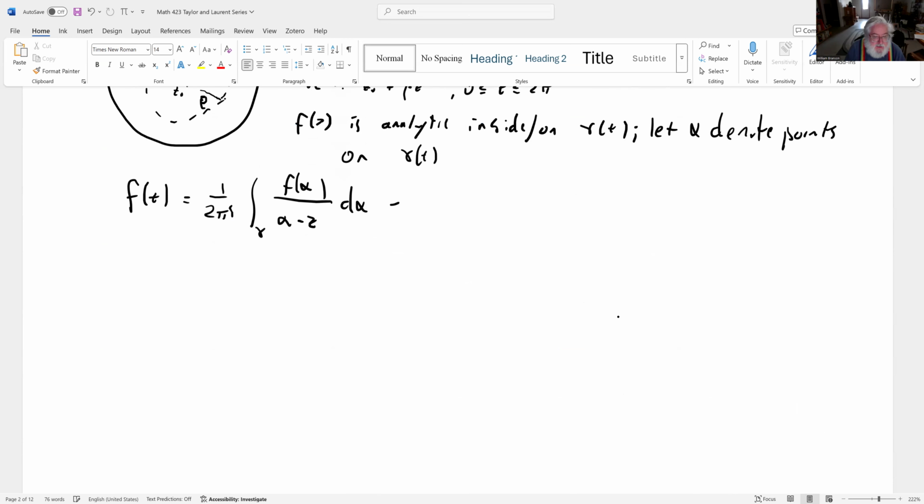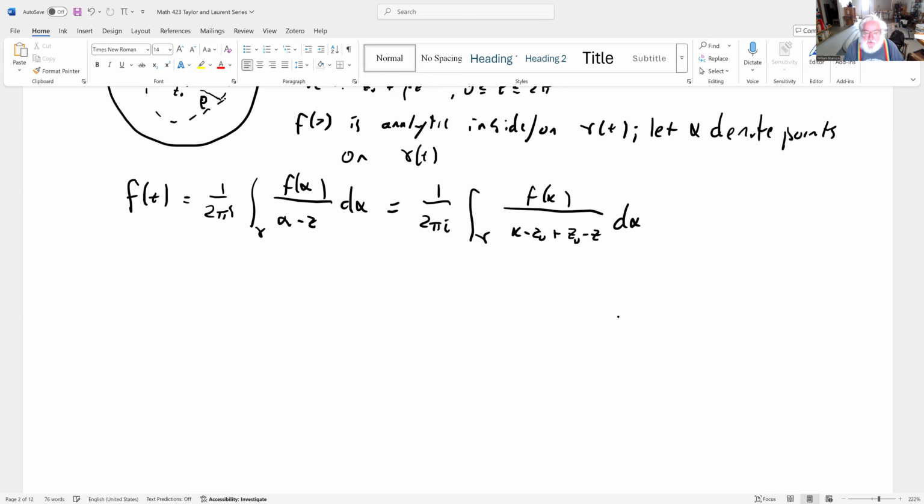We will rewrite this as 1 over 2 pi i, integral around gamma, f of alpha over alpha minus z0 plus z0 minus z, d alpha. That's a thing we can do, and we'll regroup that a little bit: alpha minus z0 minus z minus z0, with f of alpha on top, and a d alpha. Okay, so that's set up nicely.